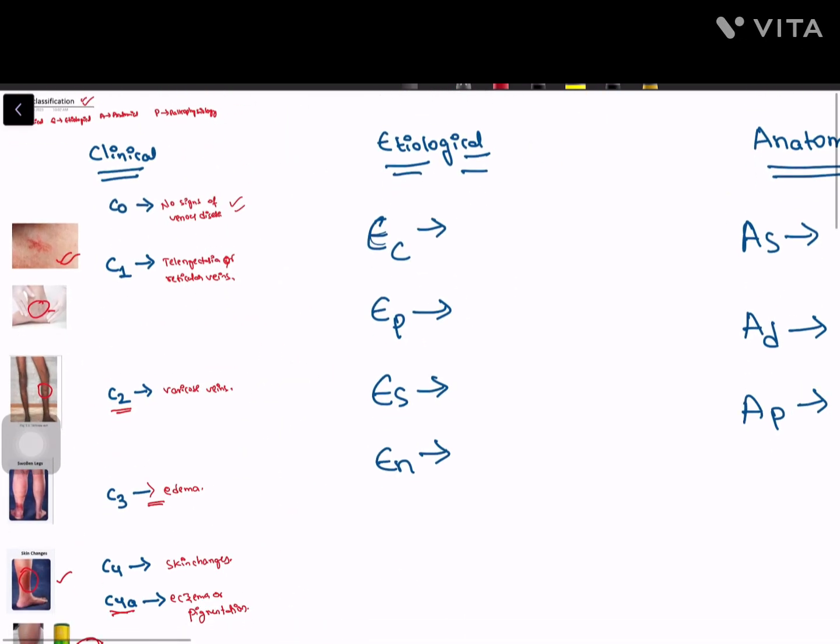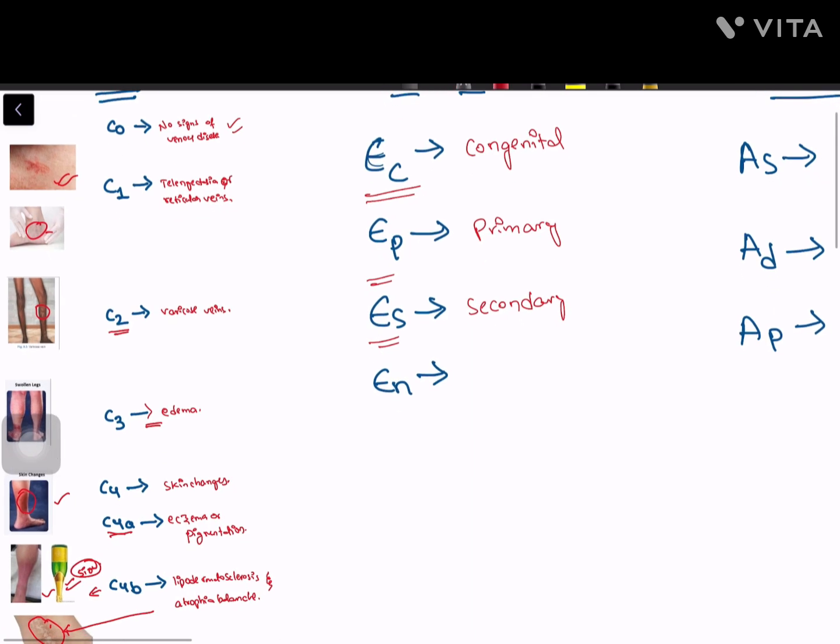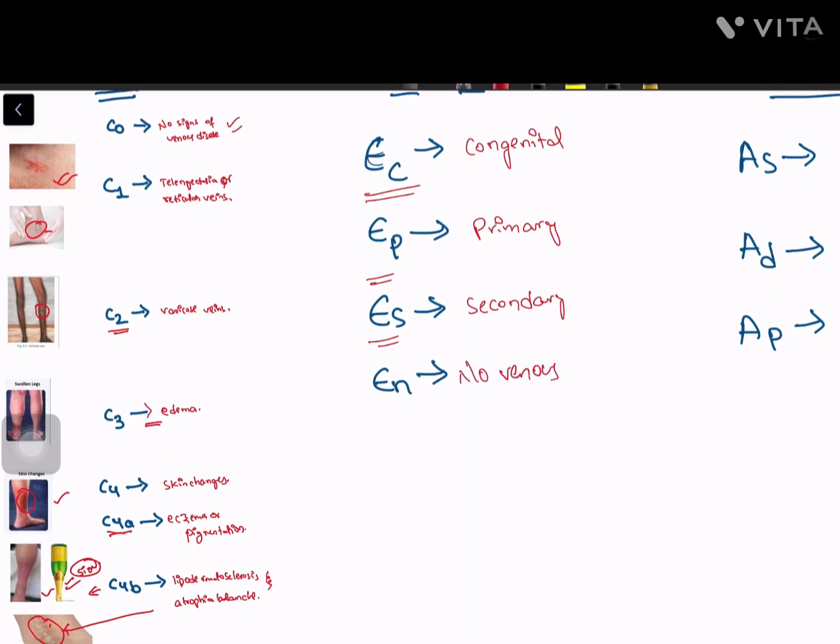Next comes the etiological. The E is etiology, the cause. It may be congenital varicose veins, that comes under EC. EP is primary varicose veins due to a venous problem. ES is secondary varicose veins due to secondary causes. And EN is no venous disease.